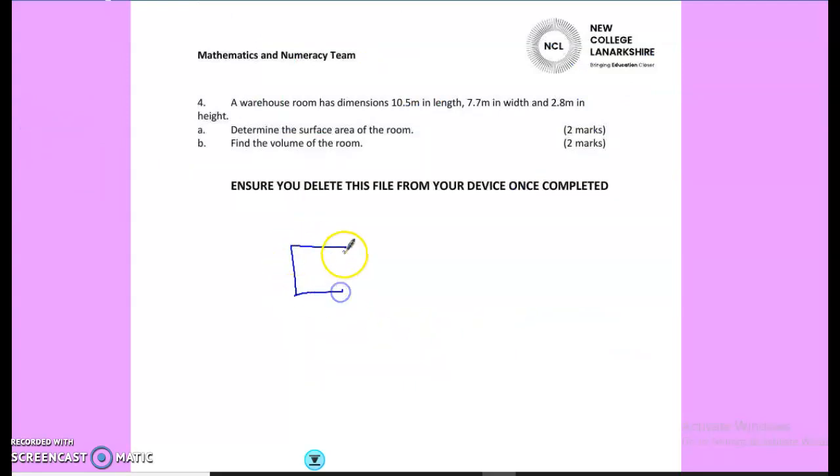Last question then. Warehouse in the shape of a cuboid. Excuse my drawing again, it's terrible on this graphics tablet. It's 10.5 by 7.7 by 2.8.